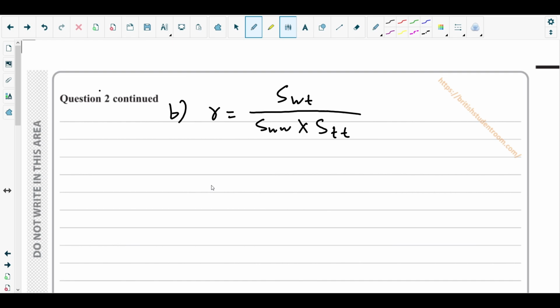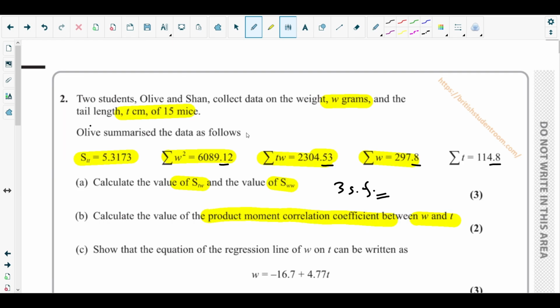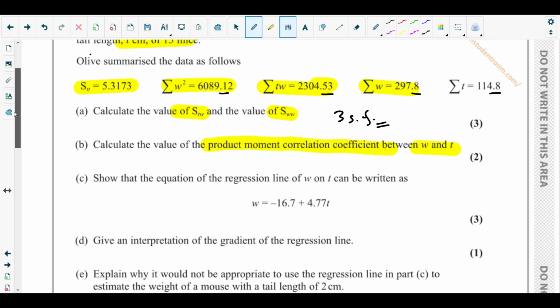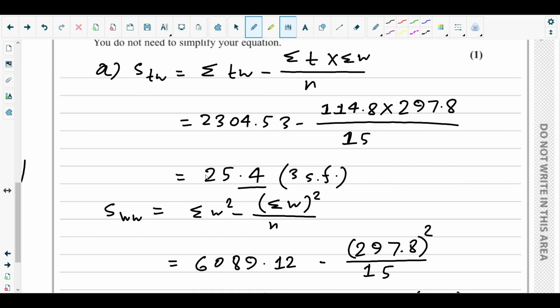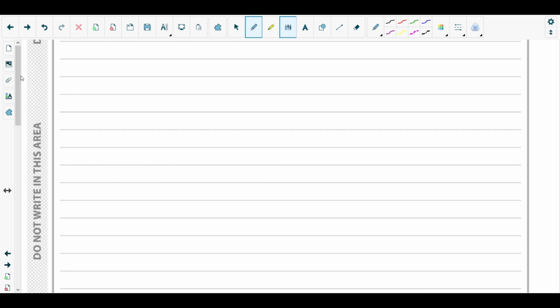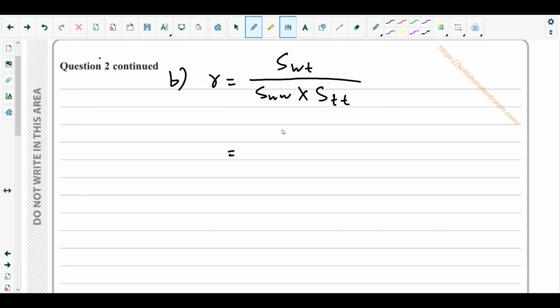Done. Now we need to just put the values. What was the value for S of WT? The value for S of WT that we found here was 25.4, right? So we need to take the exact value. We can use 25.4 since it's difficult to get the exact value now. So square root of S of WW times S of TT.